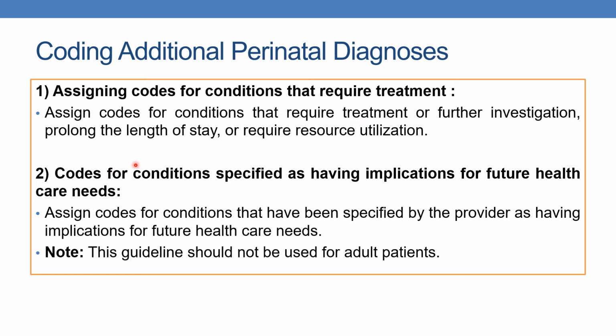Second category, codes for conditions specified as having implications for future healthcare needs. Assign codes for conditions that have been specified by the provider as having implications for future healthcare needs. And this guideline should not be used for adult patients. This is important. This guideline should not be used for adult patients. It should be used only for newborns.